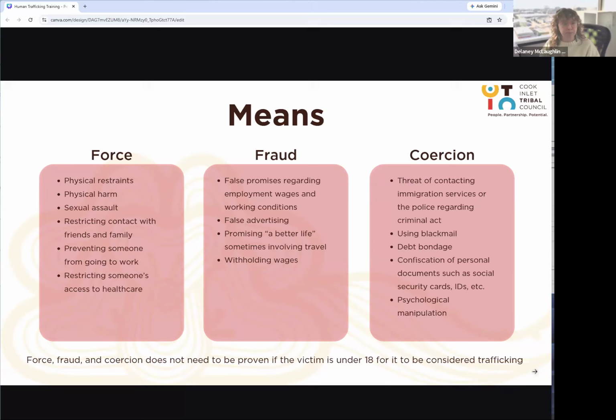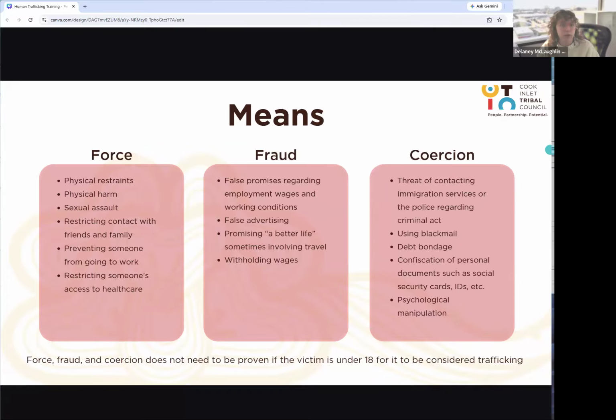And then the third one, coercion: threat of contacting immigration services or the police regarding a criminal act, the usage of blackmail, debt bondage, the confiscation of personal documents such as social security cards, IDs, immigration paperwork, or passports, and psychological manipulation. Something important to note is debt bondage is a tactic we see a lot in labor trafficking cases. This is where an individual incurs a debt and then the debt gets larger at a rate that is unable to be paid. And then the person is unable to leave due to the amount of debt or perceived debt.